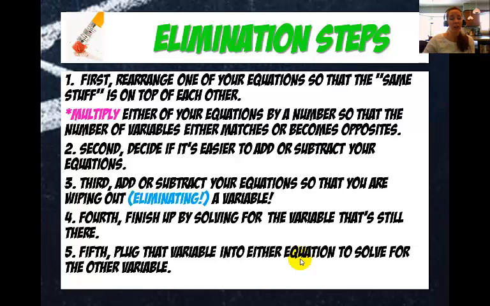The steps that we followed were a little bit complicated, but I wrote them all out for you, okay? First, rearrange each one of your equations so that the same stuff is lined up. Second, multiply if you need to. That's not always the case, but sometimes you need to multiply one of them so that you have either opposites or matching amounts of variables. Next thing is to decide, is it easier to add or subtract your equations? And then do that. Add or subtract them so that you eliminate or wipe out your variable. Fourth, finish up by solving for the variable. And fifth, plug it in to either equation and solve for the other variable.